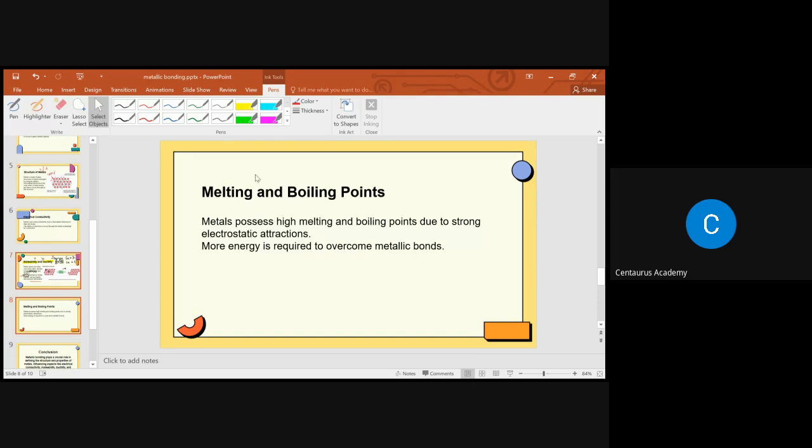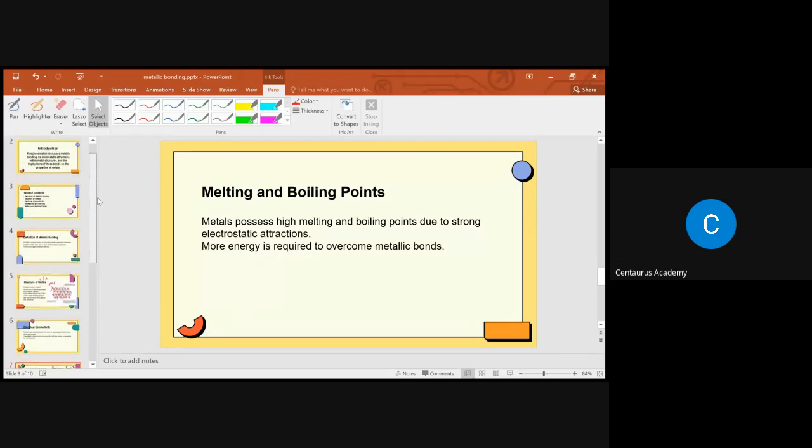Melting and boiling points of metals are going to be high because of the strong electrostatic forces of attraction between positively charged cations and the negatively charged electrons. So more energy is required to overcome the metallic bonds. Okay, so these are different properties of the metals.